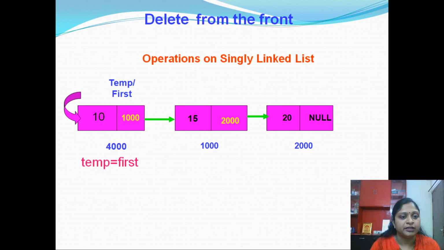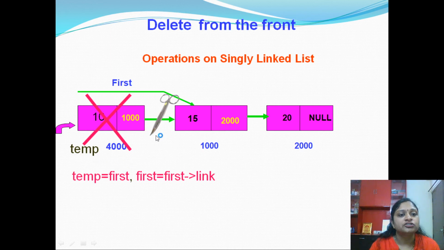Okay, so here I'll explain you in detail. So this is my first node in a linked list. So I'll assign this as first as well as temp. So I have written over here the statement temp is equal to first, because this is my first node in a linked list. Afterwards I need to cut this link. So what I'll do to cut this link? Temp is equal to first and first is equal to first link.